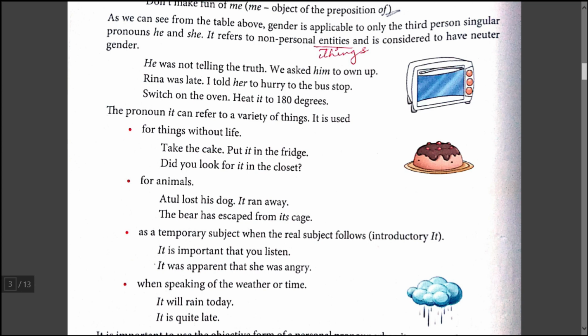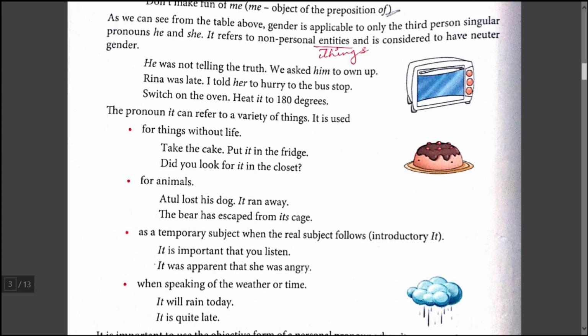So here, instead of oven, you are using it because it is a non-personal entity, that is, a non-living thing. Now certain things are being told. The pronoun it can refer to a variety of things. It is used for what? First, for things without life. Second, for animals. Third, as a temporary subject when the real subject follows introductory it. I shall explain in detail below.